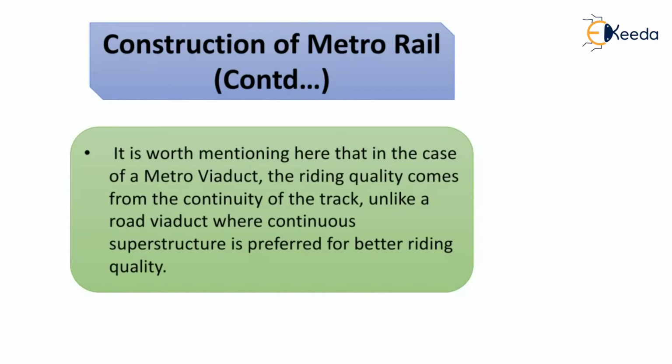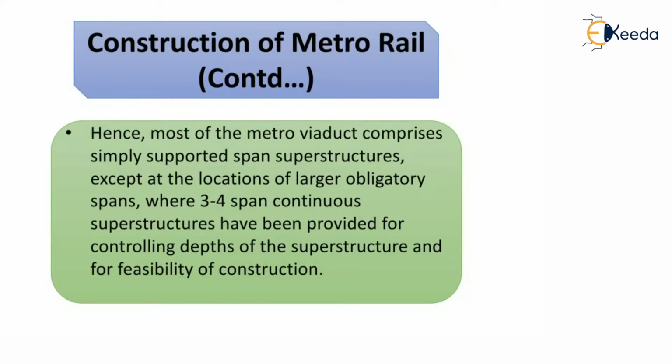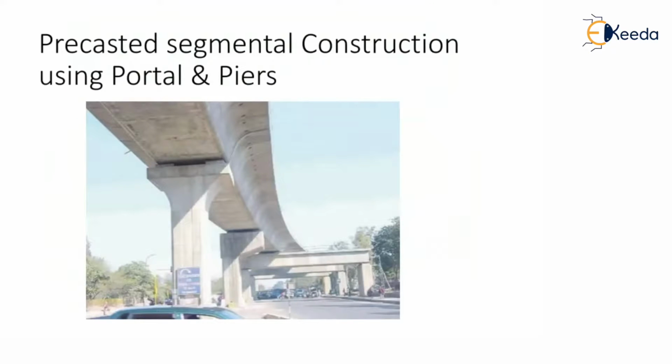It is worth mentioning here that in the case of metro viaduct, the riding quality comes from the continuity of the track. Hence, most of the metro viaduct comprises simply supported span superstructures, where three/four span continuous superstructures have been provided for controlling depths.